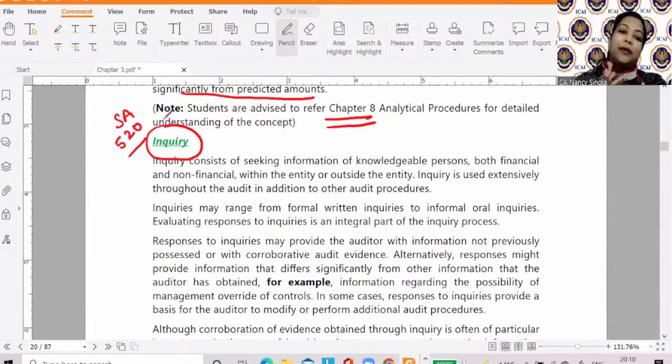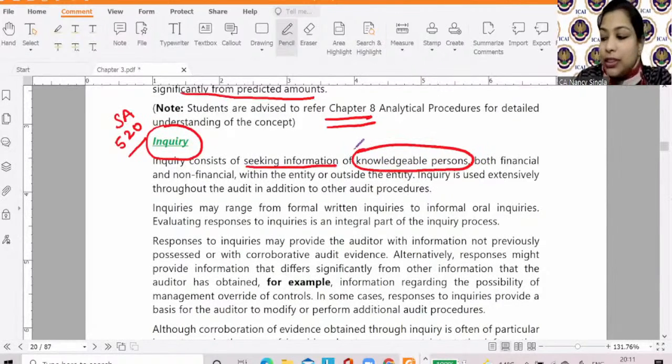Okay, quickly tell me. Can I inquire from the peon or the pantry boy? No. Inquiry is what? You are seeking information, okay? But from knowledgeable persons, na? Peon se jaake thodi na I'll get the information. ठीक है. So knowledgeable persons, both financial and non-financial.